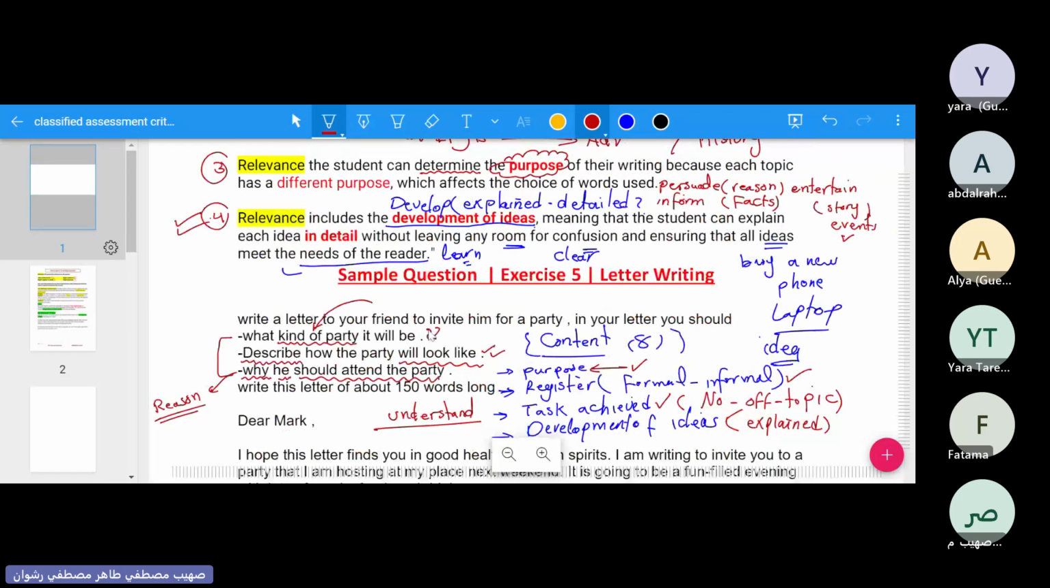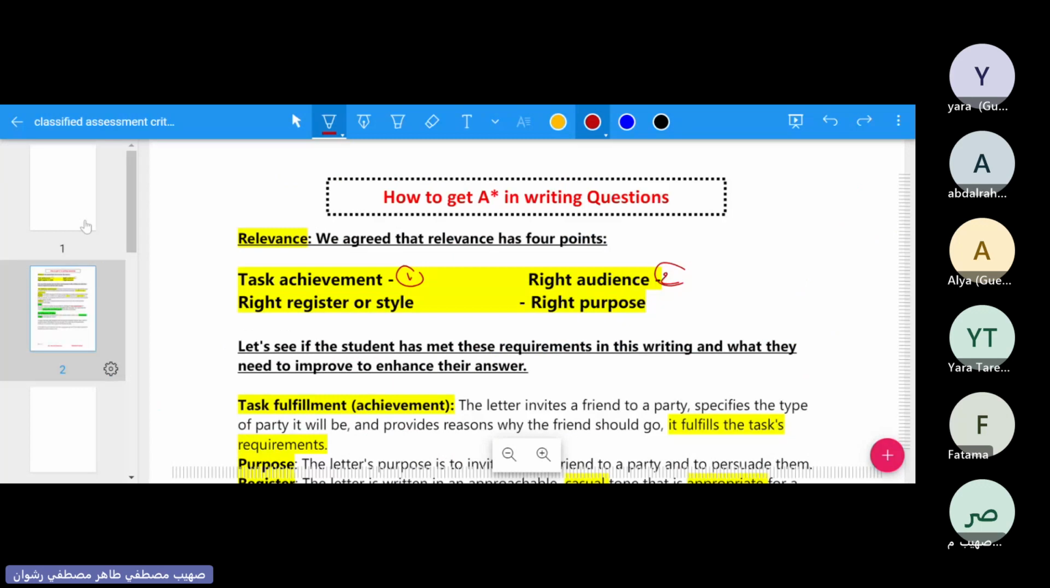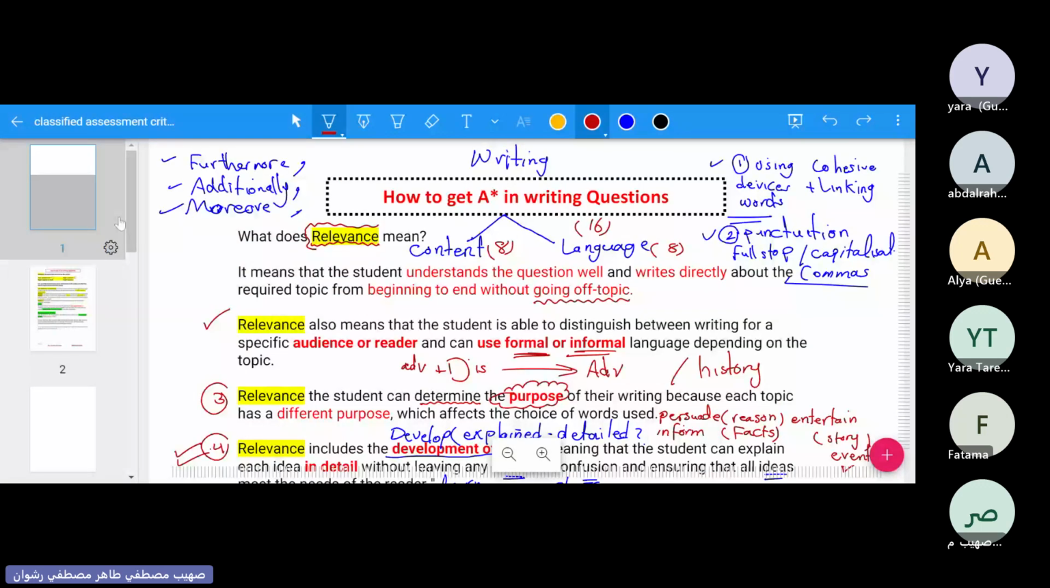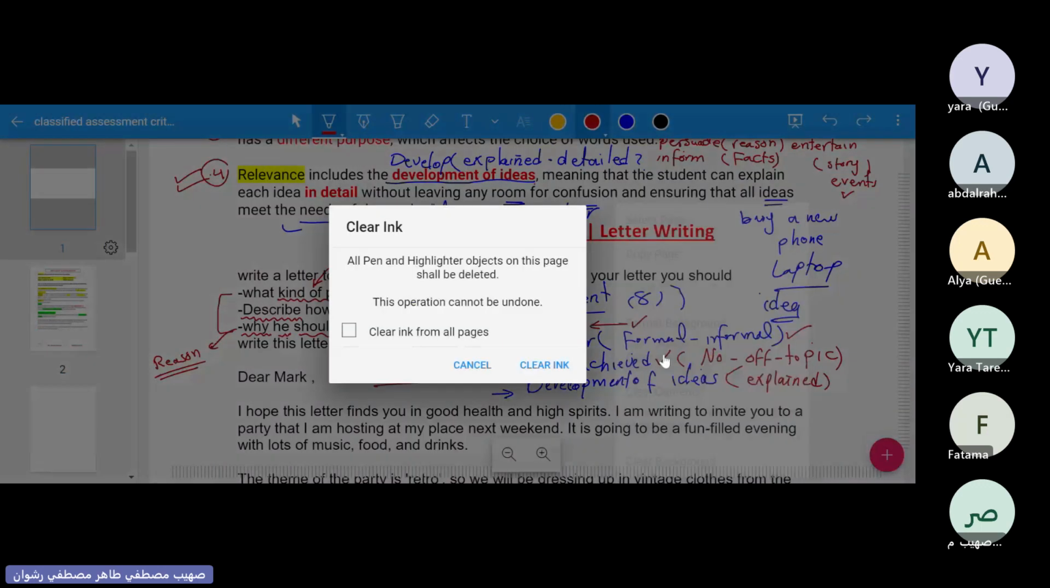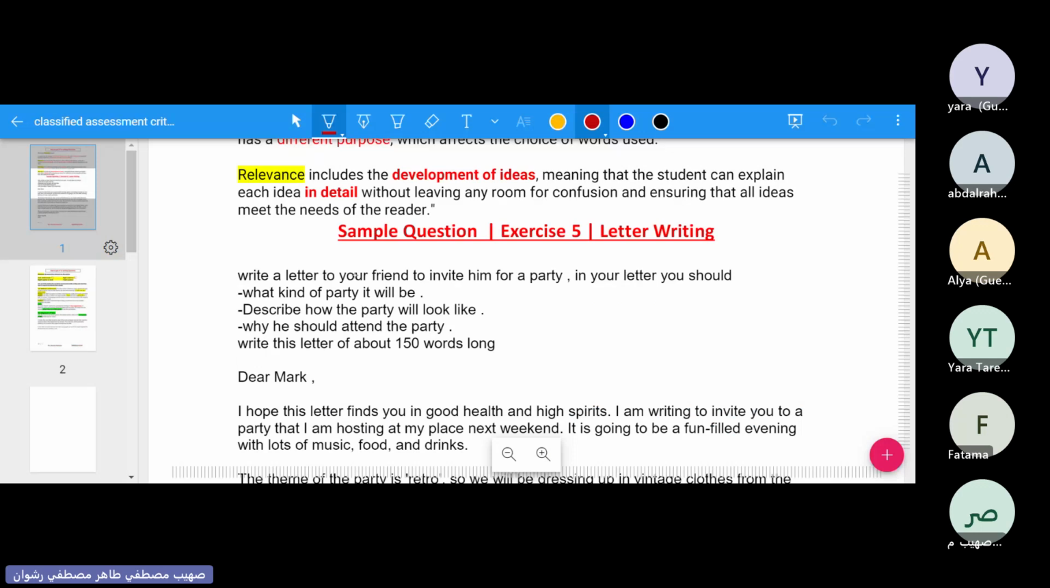Look here. He said here, Shabab, write a letter to a friend. Who is the audience here? My friend. Okay. Write a letter to your friend to invite him for a party. In your letter, you should tell him what kind of party it will be, describe how the party will look like, why he should attend the party.